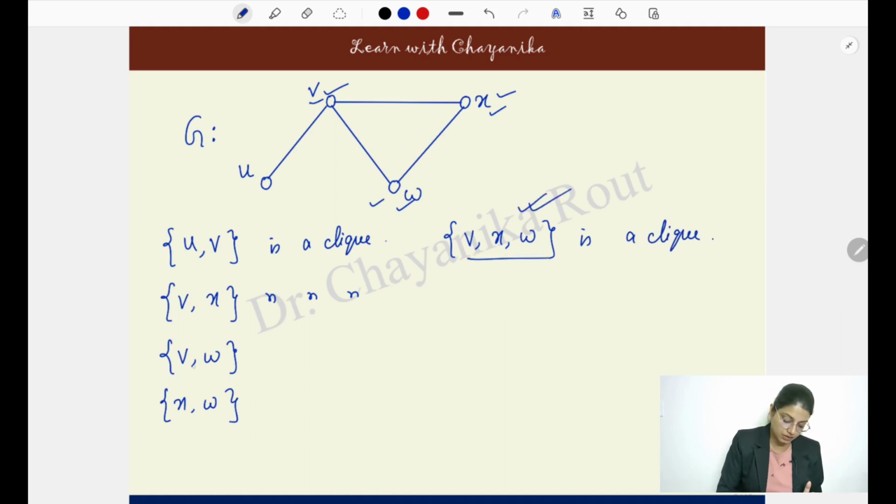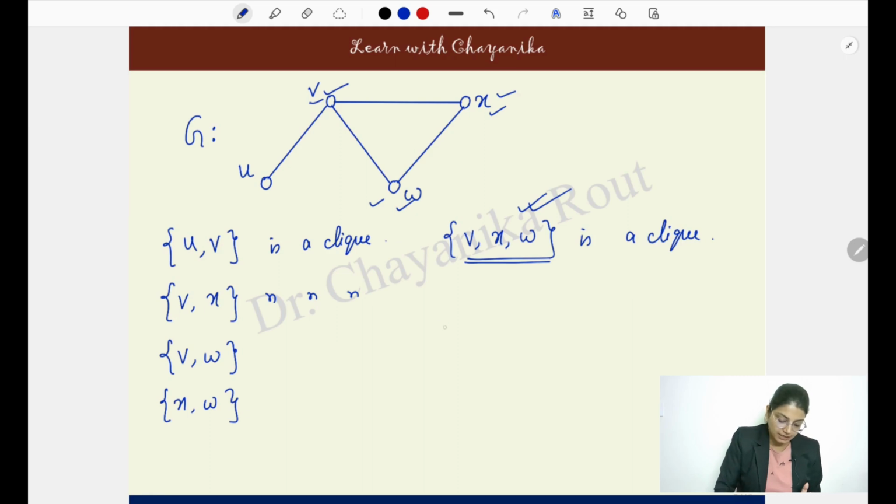Next we move to the clique VW. Can I extend VW to any clique of larger size? Can I include U in this set? No, because U, although adjacent to V, is not adjacent to W. Can I include X? Yes, X is both adjacent to V and W in the graph, so I can extend this to form the set VWX, which is the same as the clique already obtained here, VXW. So that doesn't give us any new clique, but we get the same clique again.